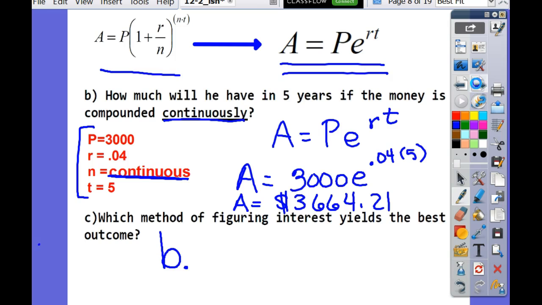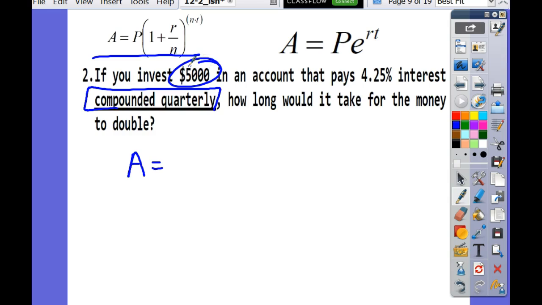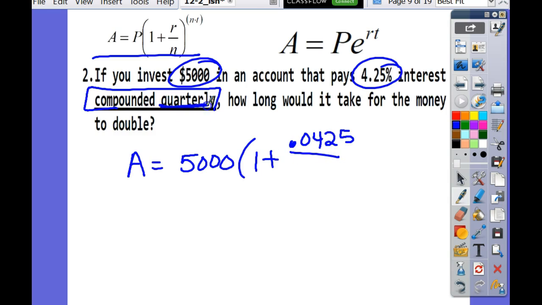Example 2. In example 2, since this says compound quarterly, I'm going to use the first equation. The first equation is for compounding quarterly, or anything else that's not continuous. Okay, so what's the 5,000 in this problem? The 5,000 is the P. Do we know the interest rate? 0.0425. If we're compounding quarterly, that's 4 times a year.